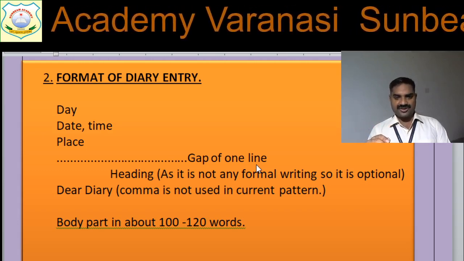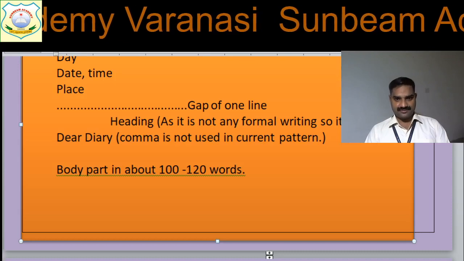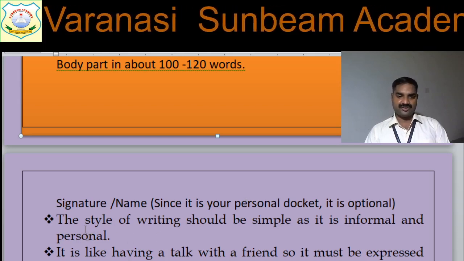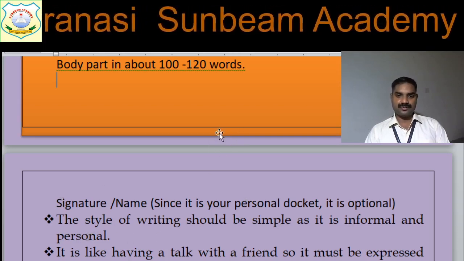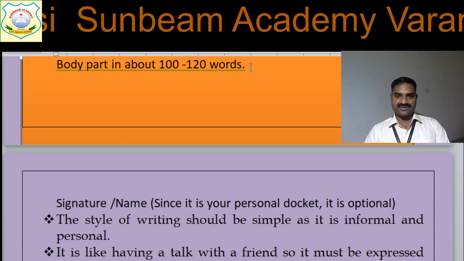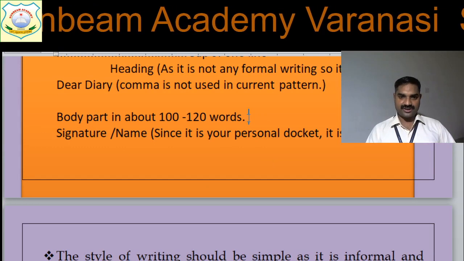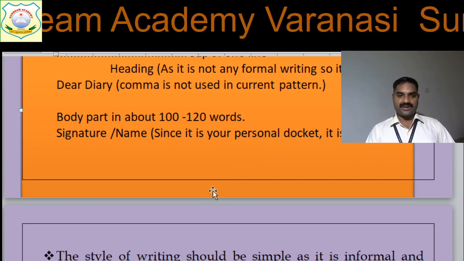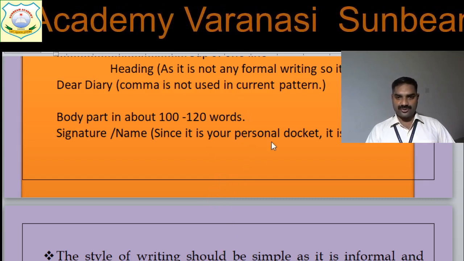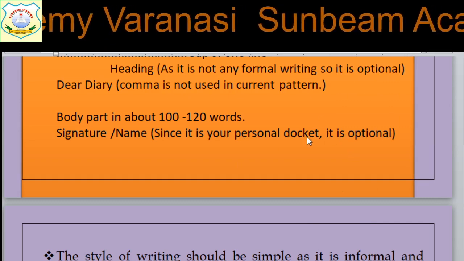So after writing diary entry, next will be the body part, children. Body part means in which you write the contents. And after this there will be the signature. I must adjust this so that it may come under this. Yes, here you are, children. So at the end you will write the signature. I hope it is clear to you, it is visible. Yes, now it is clear to you.